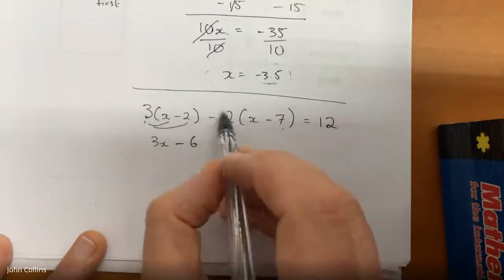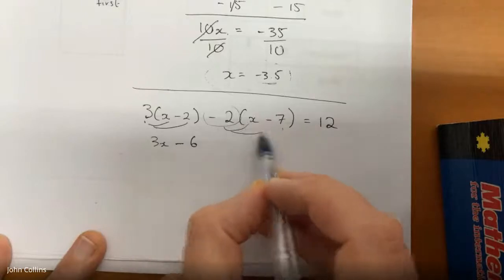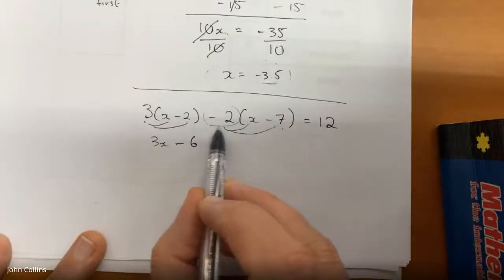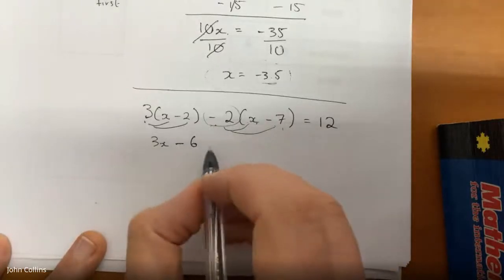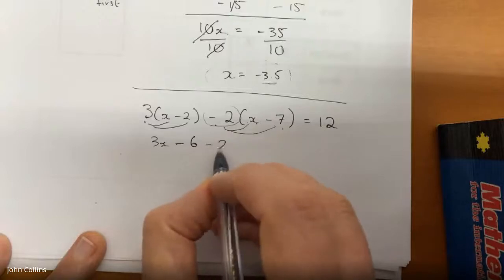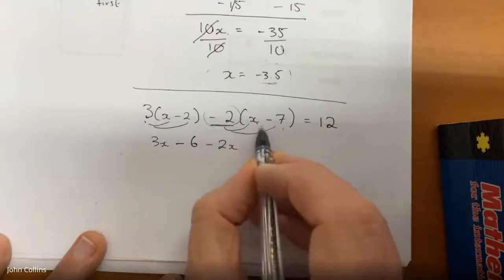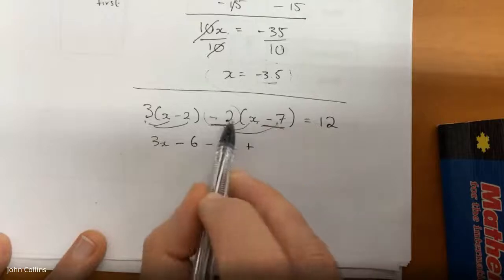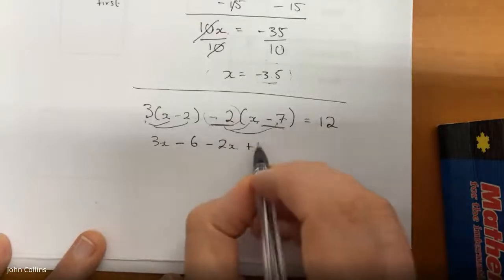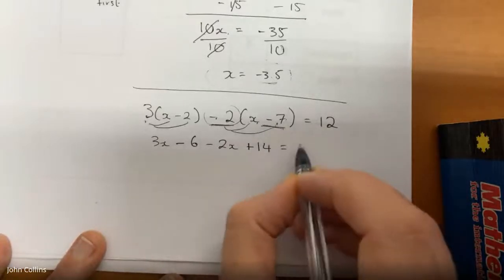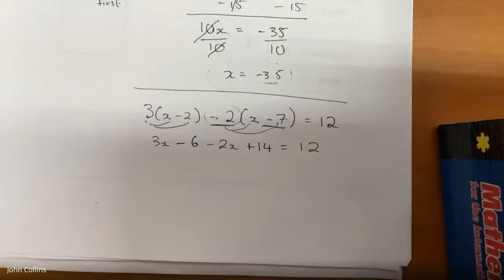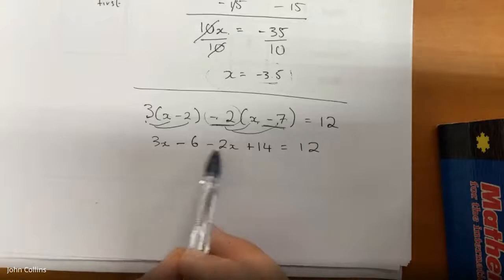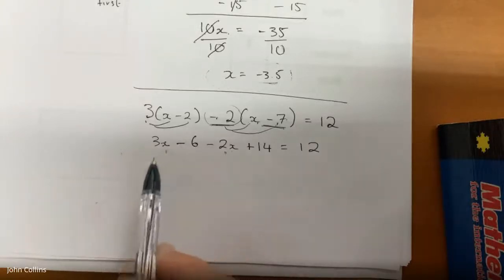All right, now I need to multiply by negative 2, both these things. Remember, negative 2 times x, negative 2x. Negative 2 times negative 7. Negative times negative is a plus. 7 times 2 is 14, equals 12. Now at this stage, I have an issue. I have two x's on this side of the equation.